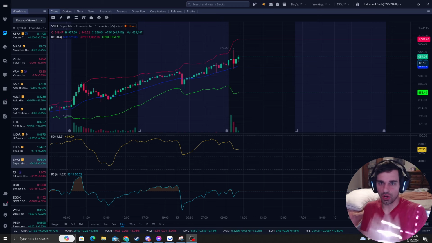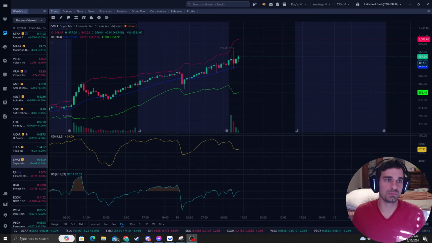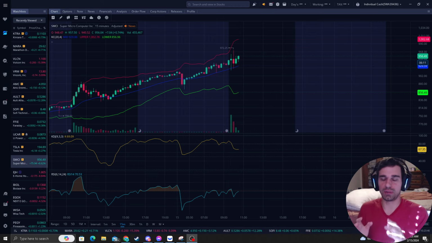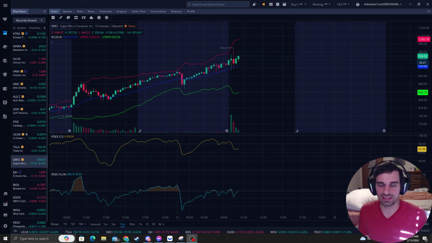A ticker that no one can seem to figure out, and that is SMCI, Supermicro Computers. I want to go over exactly how my system tells us we could trade this. Where do we see the reversal? Is this thing ever going to go down?